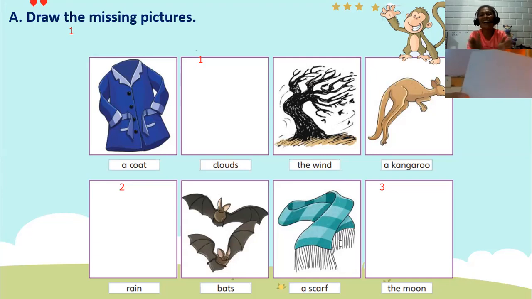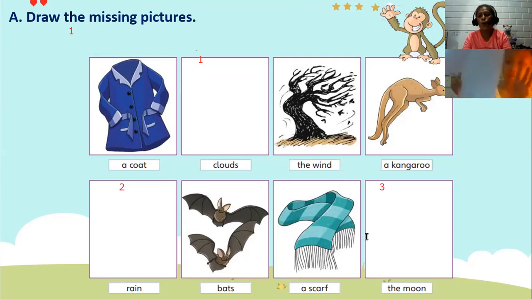Okay, very good. Okay. How about number two, the rain? Can you draw the rain? Can you draw in the computer? Yeah. No. Okay. Okay, you draw in the paper and let Teacher Anne do what you are doing. Oh, that's a rain. Okay.